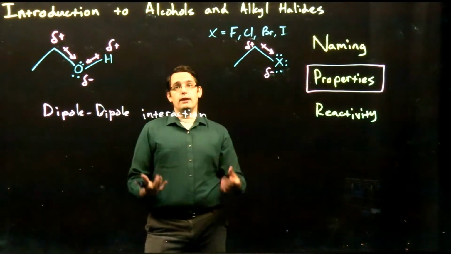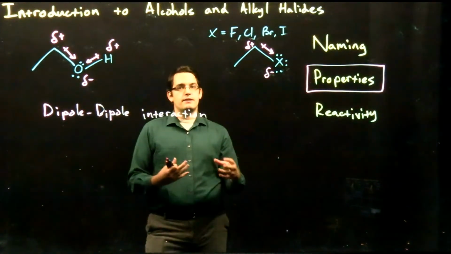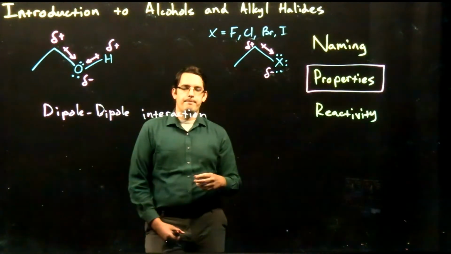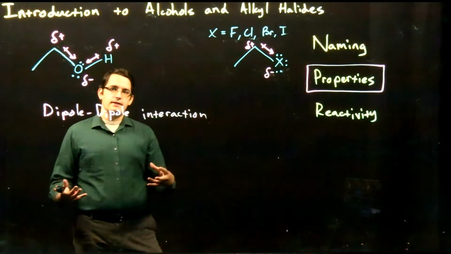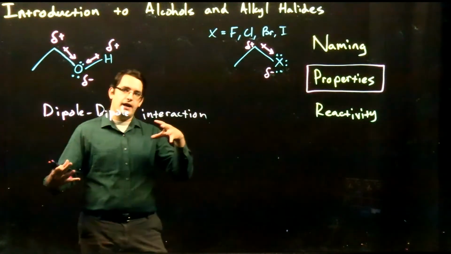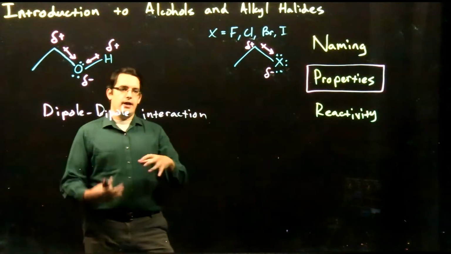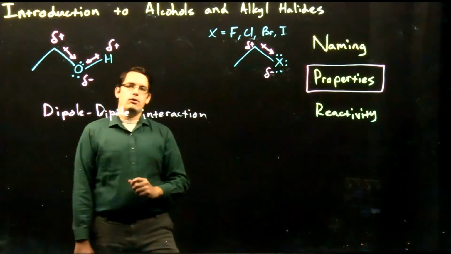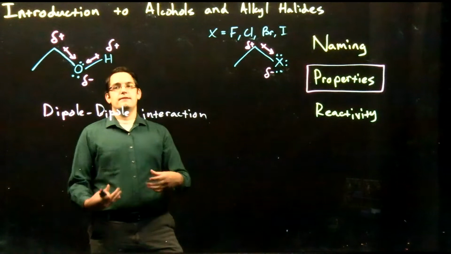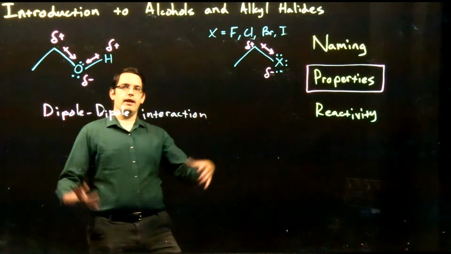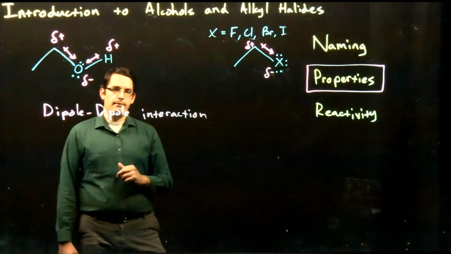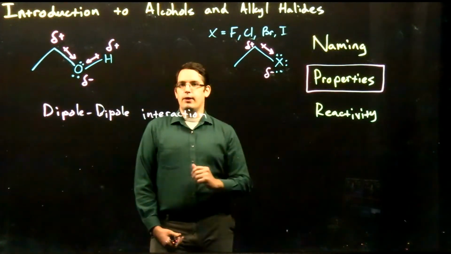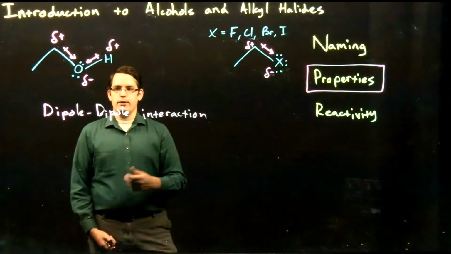Remember, alkanes only had the weak London dispersion or van der Waals interactions holding those alkanes together. Now, of course, that is dependent upon size, since as we increase the size, we're always increasing the strength of the interaction between those molecules. So a small alcohol or alkyl halide is not necessarily going to have a higher boiling point than a very large alkane. But if you're looking at similarly sized compounds, they will tend to have higher melting points and boiling points.